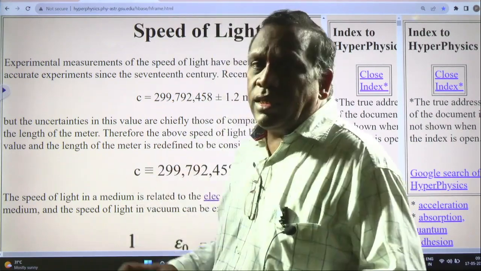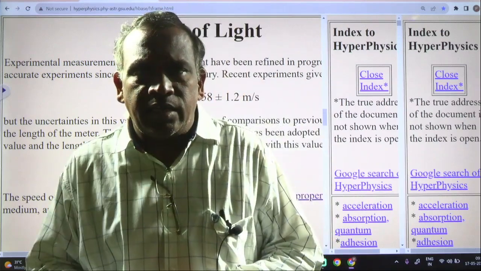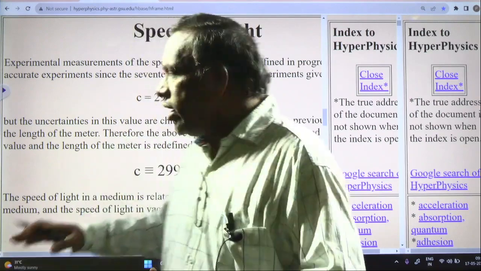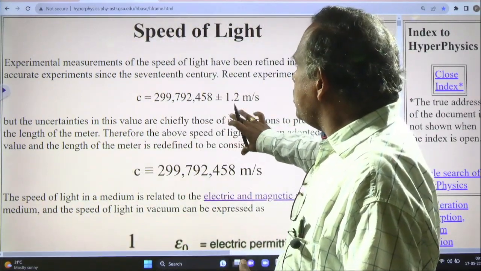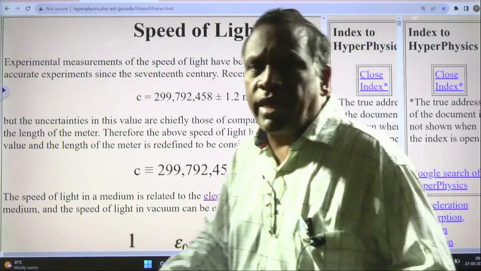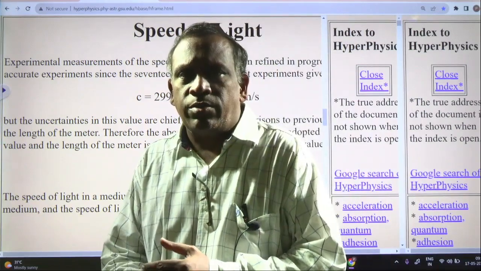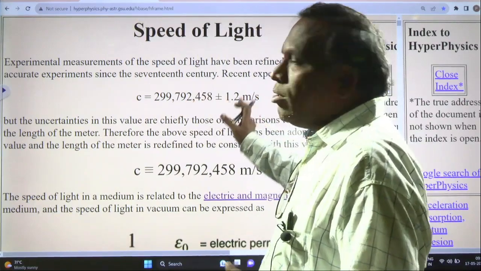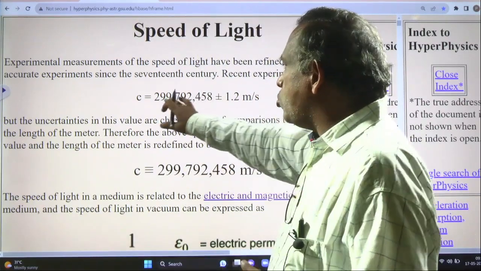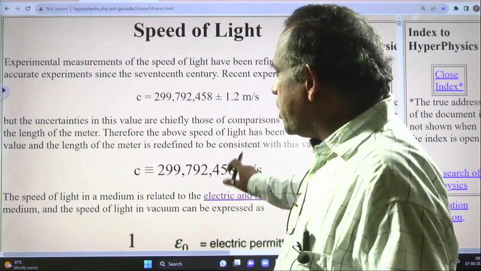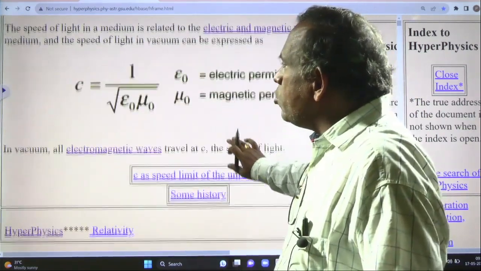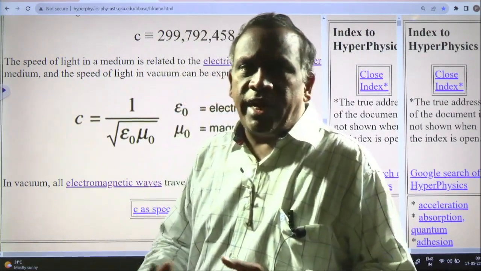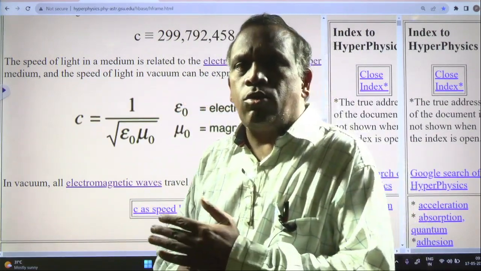Light is emitted from self-luminous bodies, as I told you already. An important characteristic is the speed of light. Light is a transverse wave. It travels with a speed of approximately 3 lakh kilometers per second, 299,792 plus or minus 1.2. How do we find the speed of light? Light is an electromagnetic wave.